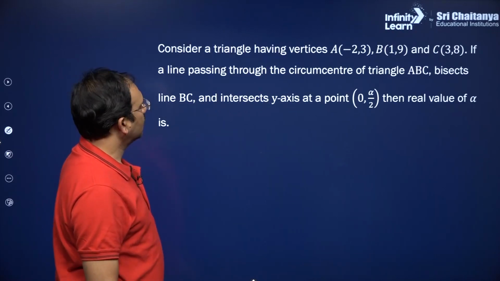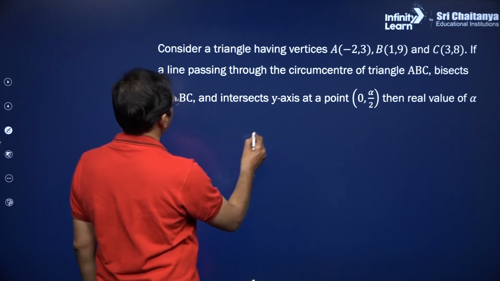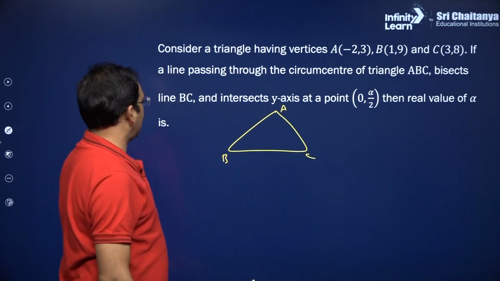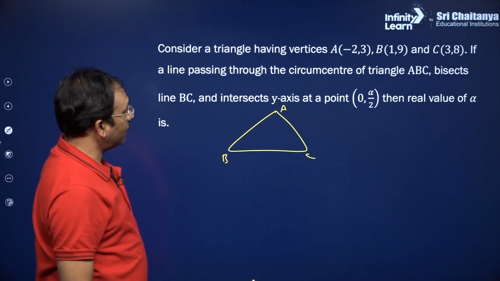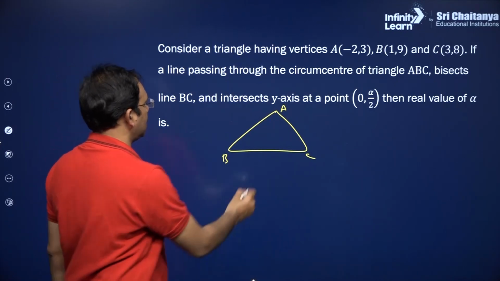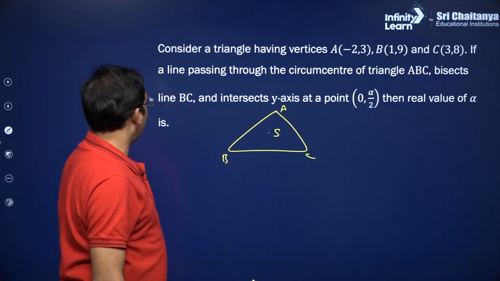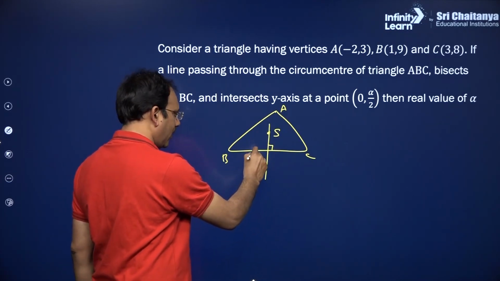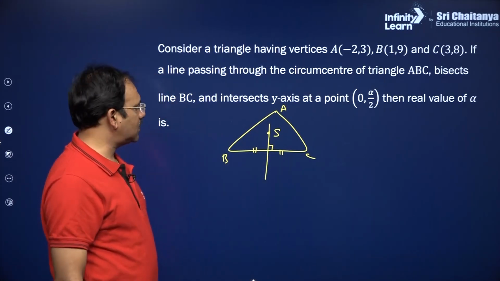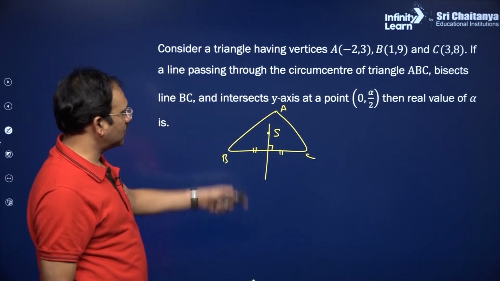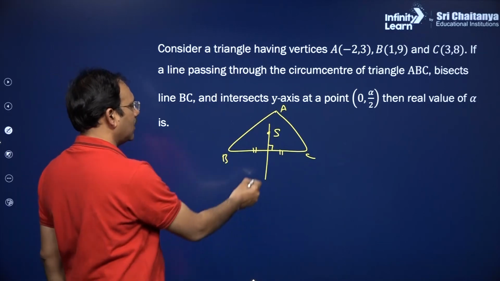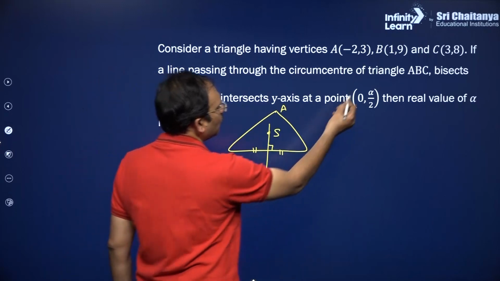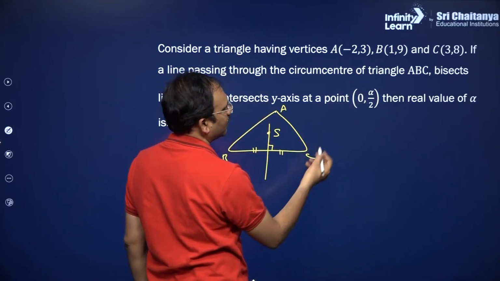Next, my dear friends, consider triangle ABC. The line passing through the circumcenter S of triangle ABC bisects the line BC. Anyhow, the perpendicular bisector of BC passes through the midpoint of BC, perpendicular to BC, and it will pass through S, my dear friends, because a line drawn through the midpoint perpendicular to BC is the perpendicular bisector. How do you find the perpendicular bisector of BC, my dear friends?